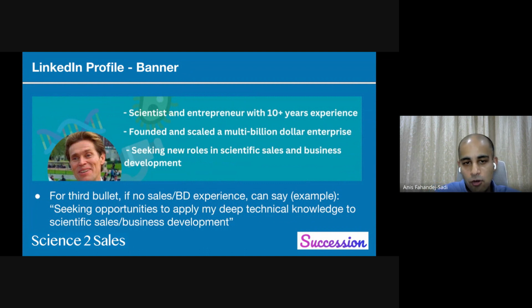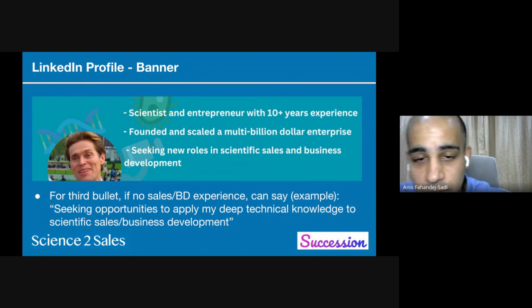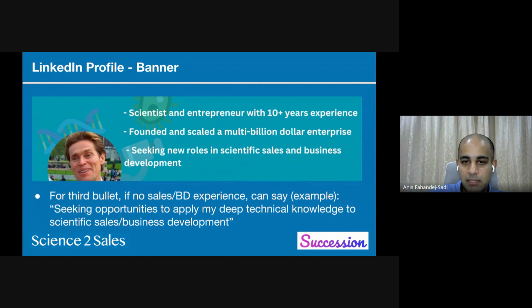So for your third bullet point, if you don't have any sales or BD experience, which is potentially the situation you're in if you're here, you could say something like, seeking opportunities to apply my technical knowledge to scientific sales or BD roles. And you can get even more specific here. You could say, wanting to apply my NGS PCR expertise to sales and business development, if you're being super targeted with your job search. Okay, this is all my opinion, right? So I'm curious, Harrison and Nick, what do you think?